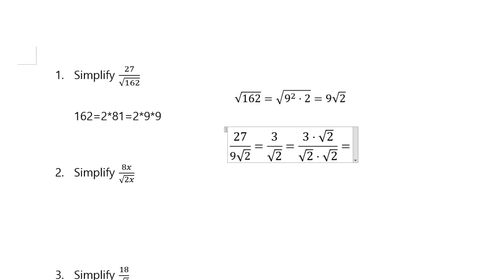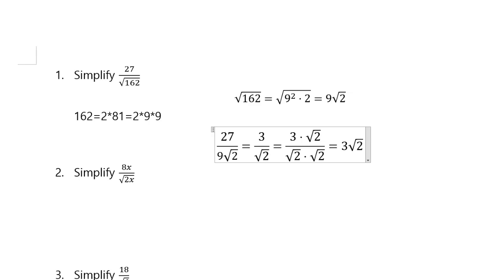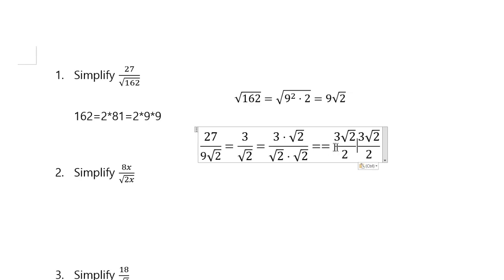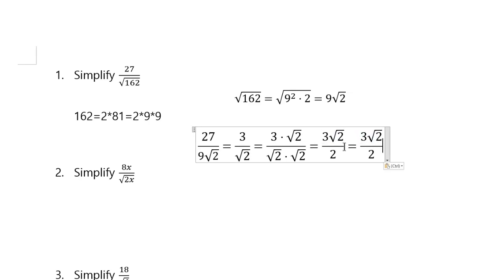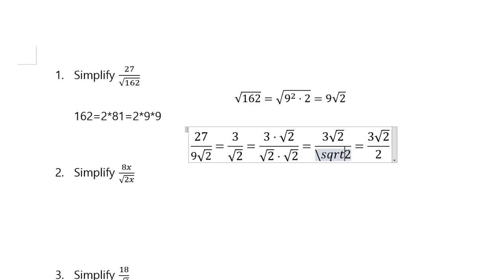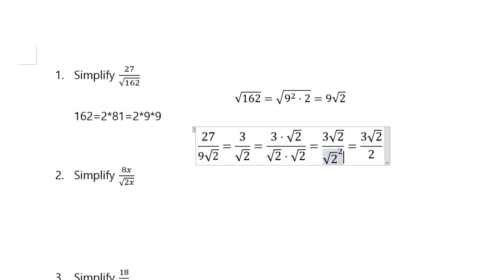So the result is that you have 3 square root of 2 divided by square root of 2 times square root of 2, which would be just 2. You can rewrite square root of 2 times square root of 2 as square root of 2 squared, because it's the same thing multiplied together, and the square root and square cancel and you just get 2. And that's how you get 3 radical 2.